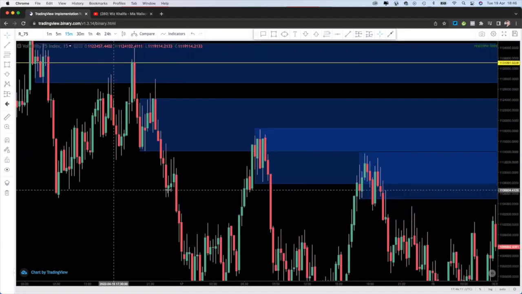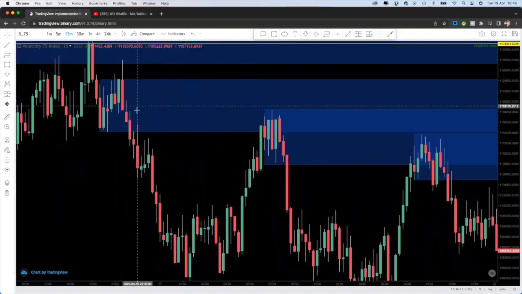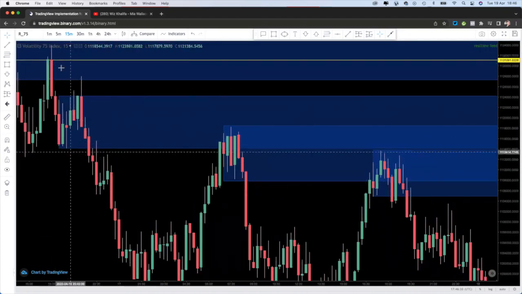Okay, so now order block number 2. You see the 1 hour order block. This is what it looks like in the 15 minute time frame. So it's this cluster of candles.